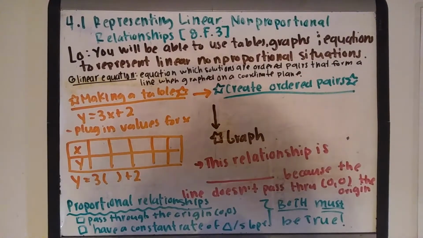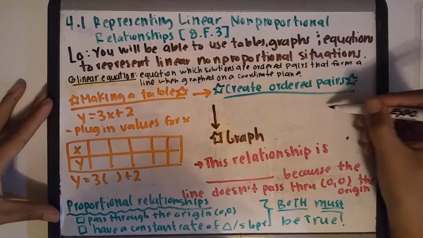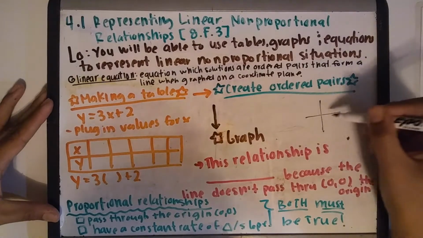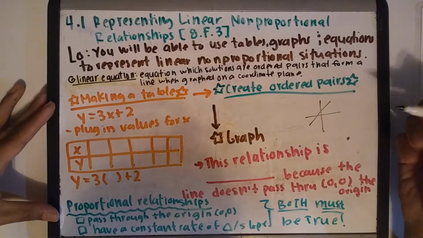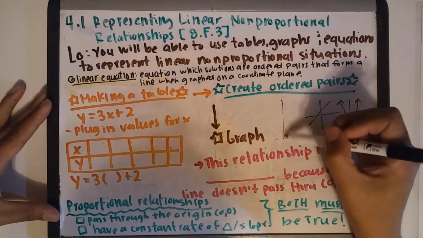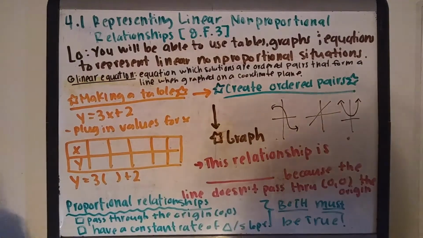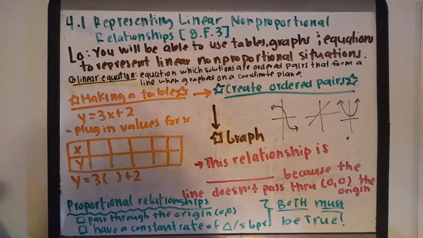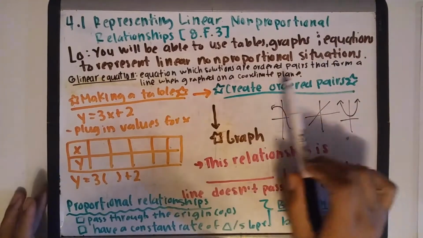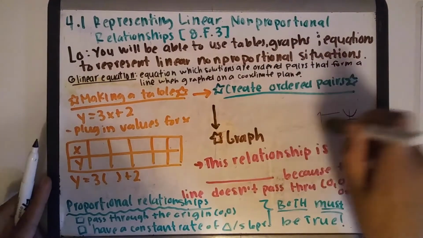You do have one vocabulary word here: linear equation. It's an equation whose solutions are ordered pairs that form a line when graphed on a coordinate plane. So when you have a coordinate plane and you have something like that, that will be a linear equation. If you have something that looks like this, that is a non-linear equation, right? Anything that looks like anything but a line will be a non-linear relationship. Make sure that you know that. And every point on that line is a solution, so that's what they mean by the ordered pairs forming the line. So let's get to it.